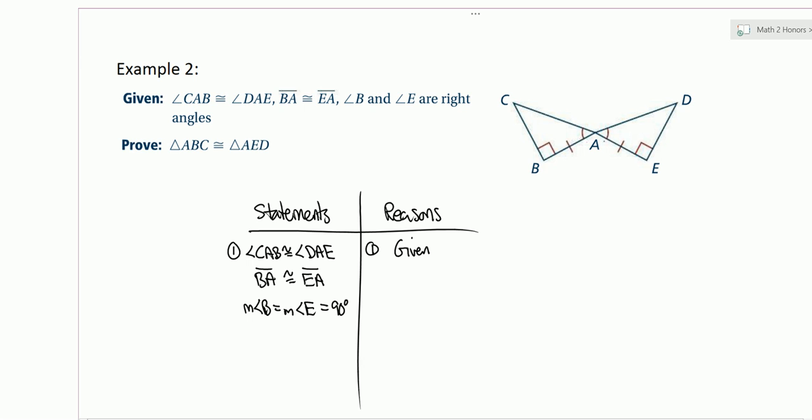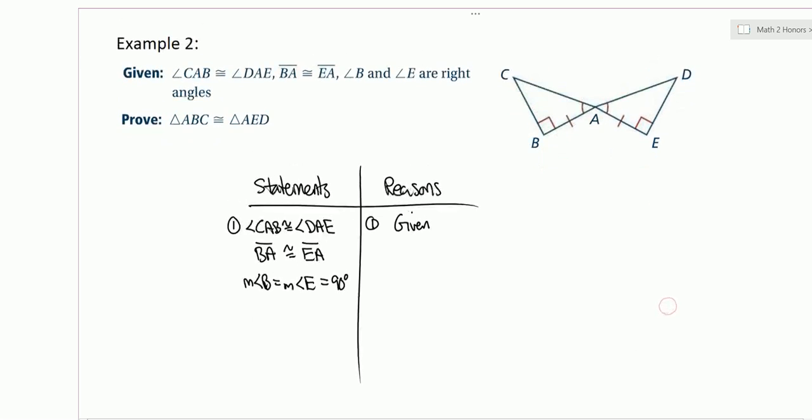So we see all that marked in our diagram, and we need to come up with some kind of plan. We just talked about angle, side, angle congruence, and we see that in the picture. We have these angles that we can state are congruent, and then the side in between the two angles is congruent. So we already have an angle and a side.